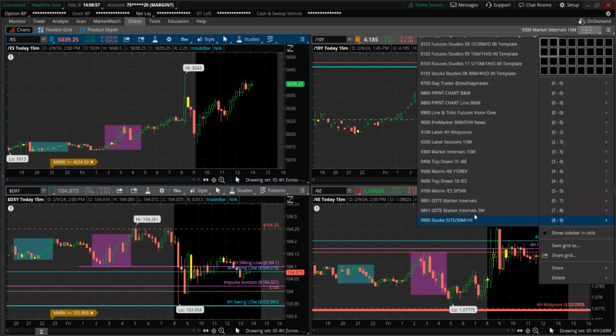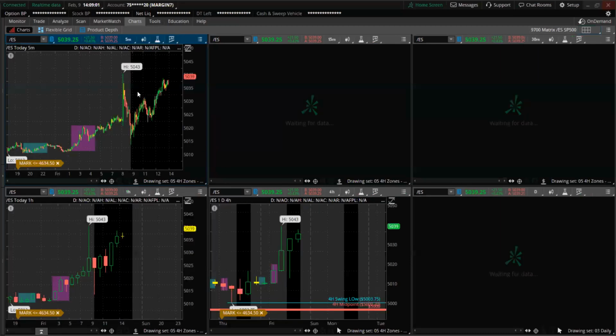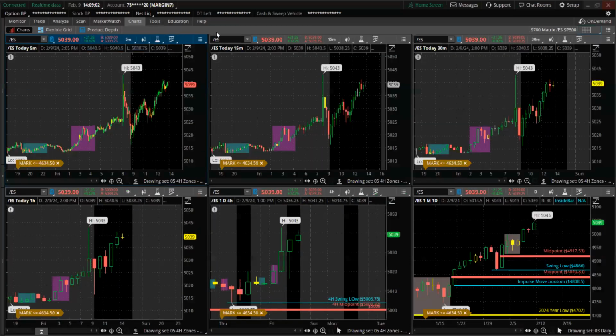Let's take it to the matrix now. Again, we're looking at S&P 500 futures. This is one of the screens I use on my other monitor. I'm watching it. I'm looking at this. 6 grids. The bottom right is the daily chart. The middle bottom, 4-hour. The bottom left, the 1 hour. Top right, 30-minute. Top center, 15-minute. And the top left, 5 minutes.